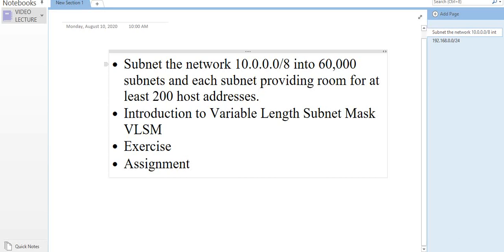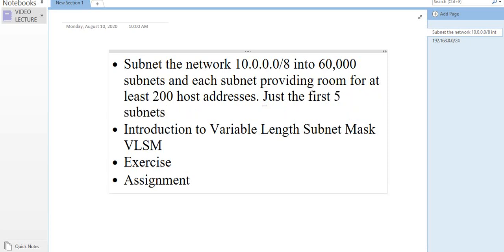You're not going to give me all the 60,000, but just the first 5 subnets, okay? So this is what you're going to do for me. Subnet the network 10.0.0.0/8 into 60,000 subnets, with each subnet providing room for at least 200 hosts, and then just do the first 5 subnets for me, and from there I will know whether you understand. So that will be our assignment.